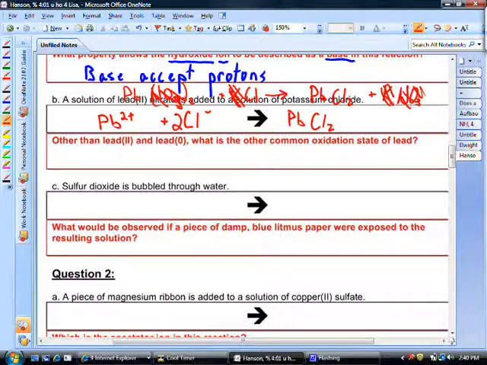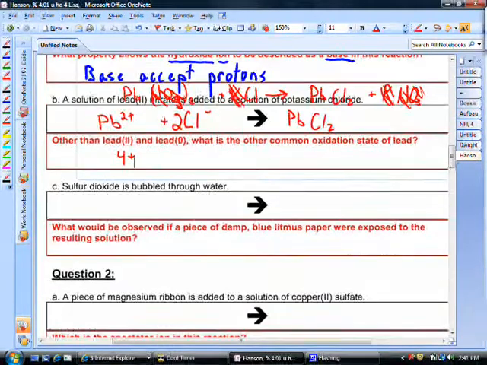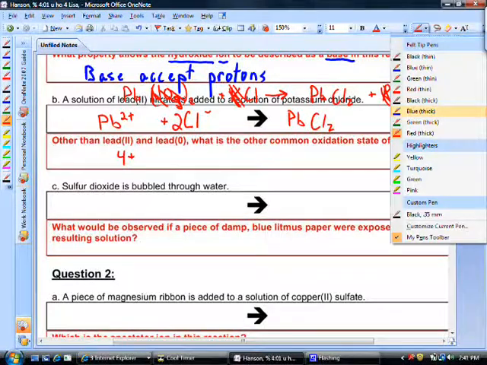Other than lead plus 2 and lead, pure lead metal oxidation. So what other oxidation state is common for lead? And that would be plus 4. Cycles through. So blue color here, and do some scratching up here. Sulfur dioxide and water. Those are my reactants.